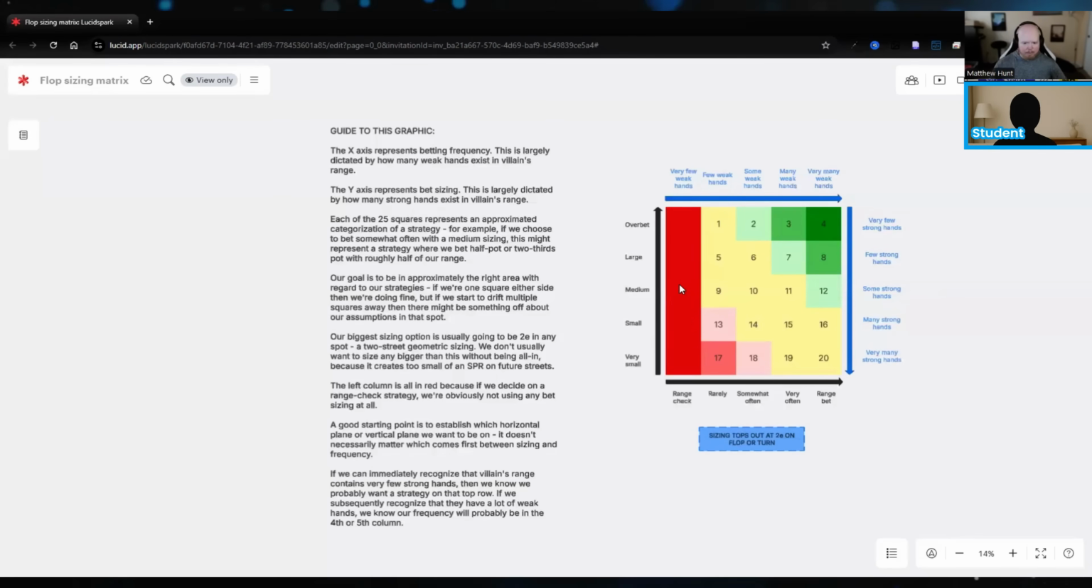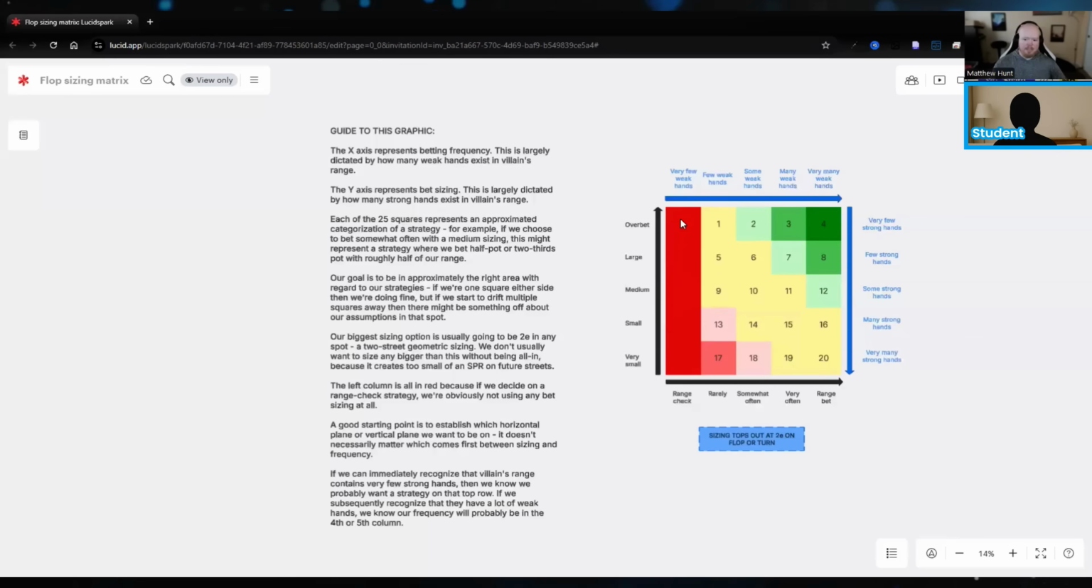Medium is generally about between 45-ish to 67 or 45-ish to 70. Large is going to be 75 to 100, and overbet is obviously greater than 100, right? So that's a reasonable way of looking at things.